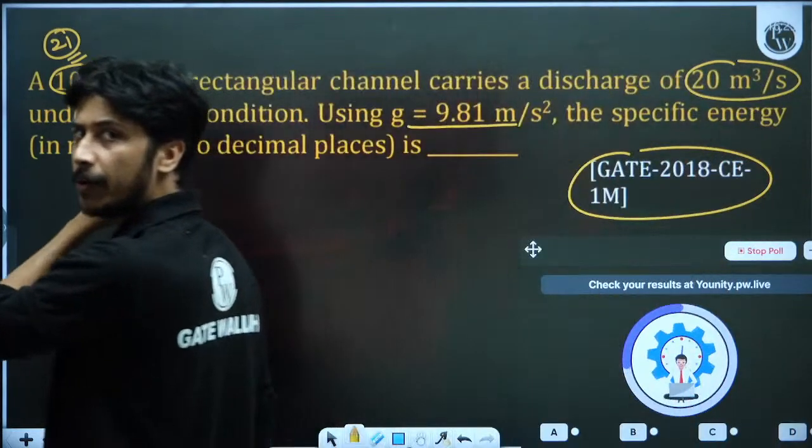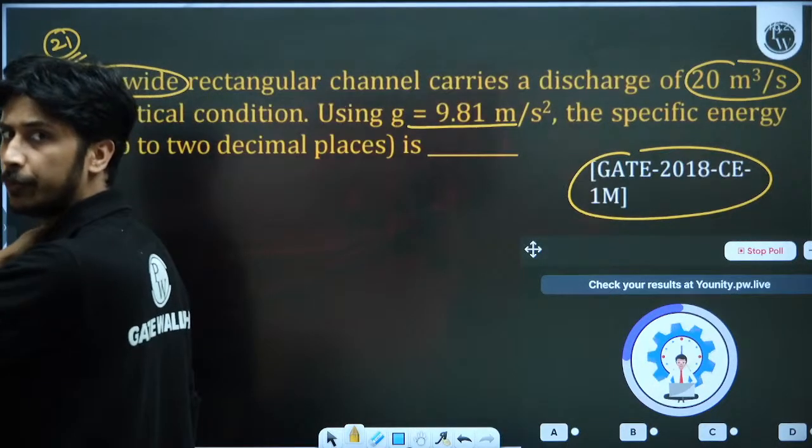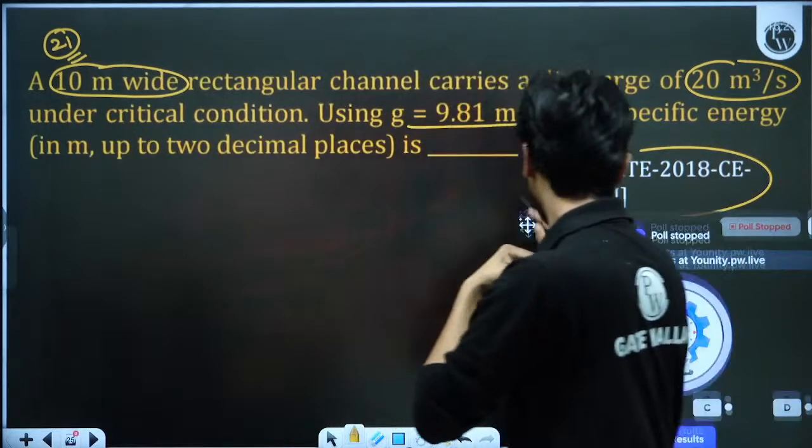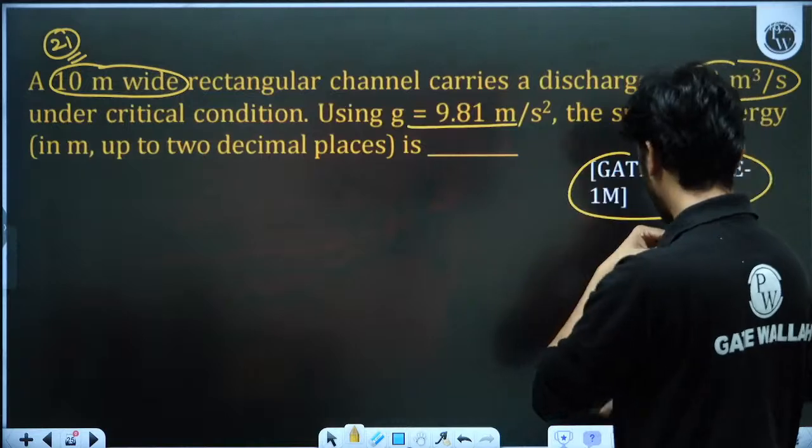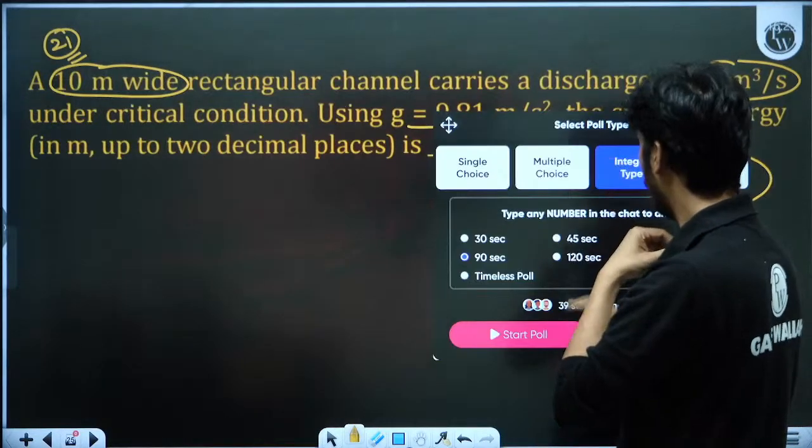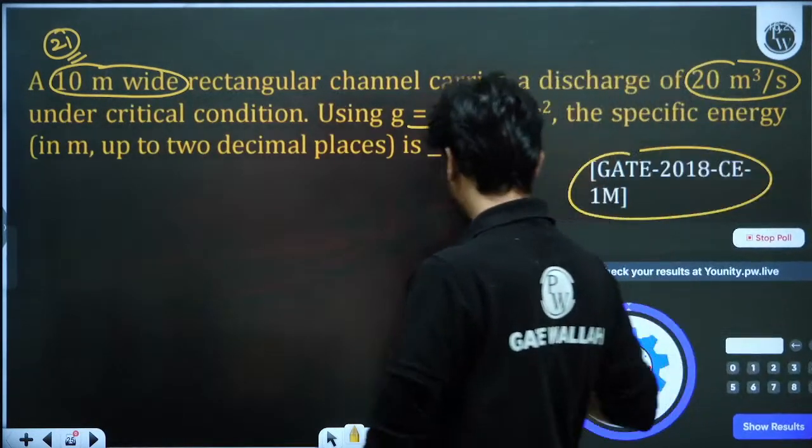So somebody is saying 1.11, somebody is saying 1.12. So I'm creating the NAT poll for this because by mistake I have done this poll. So integer type poll for 60 seconds. Now I'm giving 60 seconds. Quickly give me the answer.